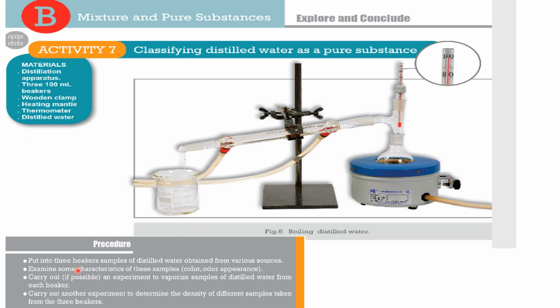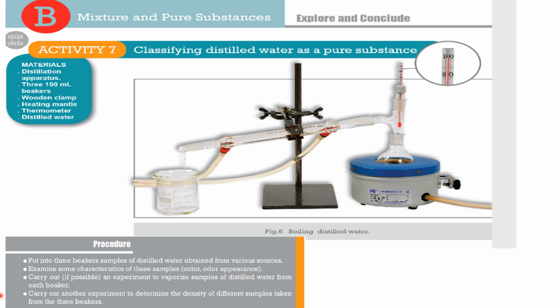Procedure. Put into 3 beakers samples of distilled water obtained from various sources. So, we fill 3 beakers with distilled water from different sources. Examine some characteristics of these samples, like the color. What about their color? The color of the distilled water is colorless, and also distilled water is odorless. What about the appearance? Distilled water is clear, right? So in the three beakers the appearance is the same, they appear clear.